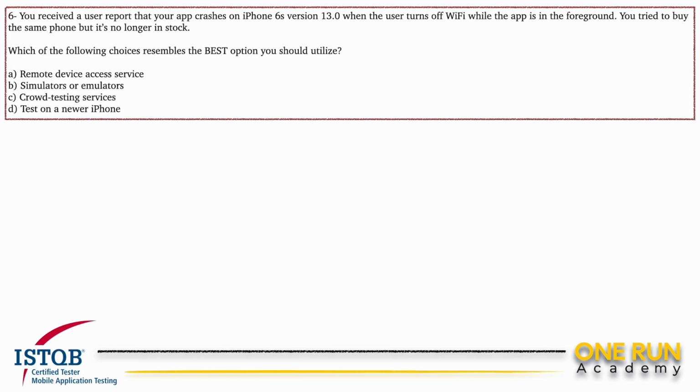All right, now let's shift our focus to question number 6, which says, you received a user report that your app crashes on iPhone 6s version 13.0 when the user turns off Wi-Fi while the app is in the foreground. You tried to buy the same phone, but it's no longer in stock. Which of the following choices resembles the best option you should utilize?